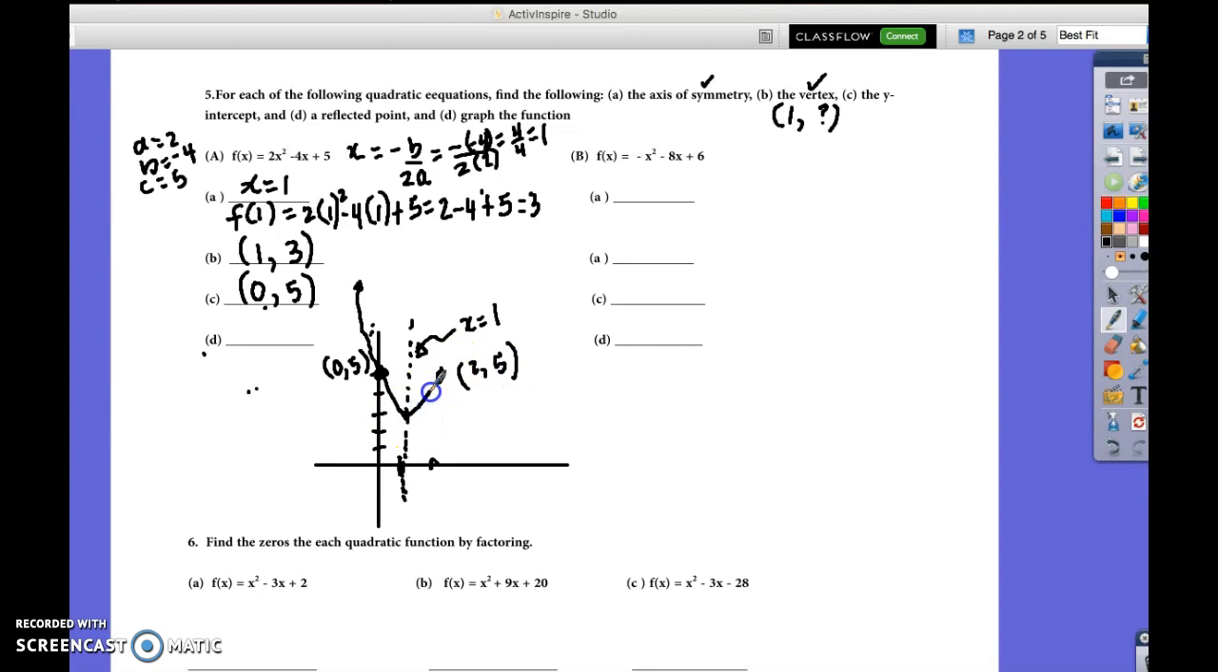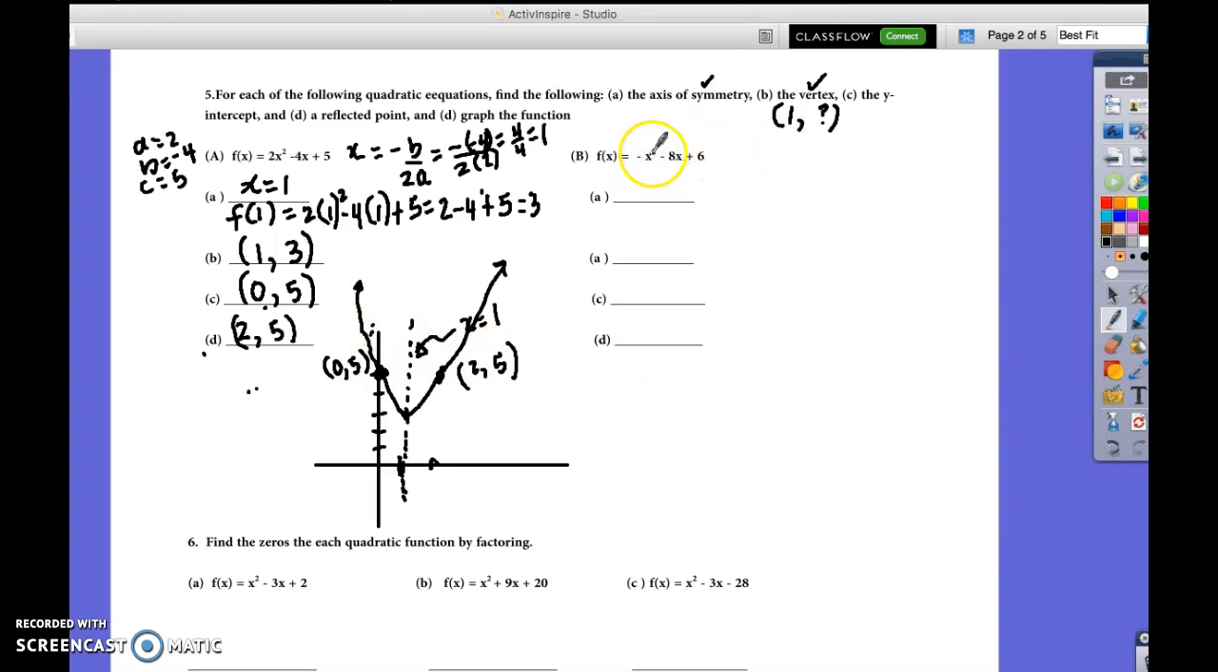So the rest of the parabola will look like this. And this right here is the reflected point, which is 2, 5. And the reflective point just helps you to graph it on this side to match the graph on that side. All right, so this is one you will do.